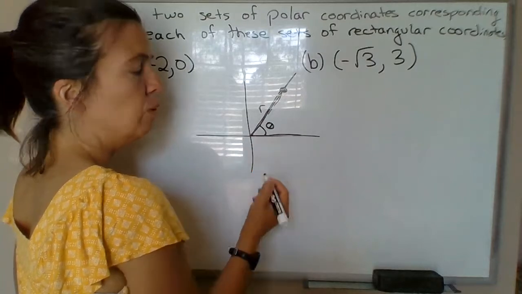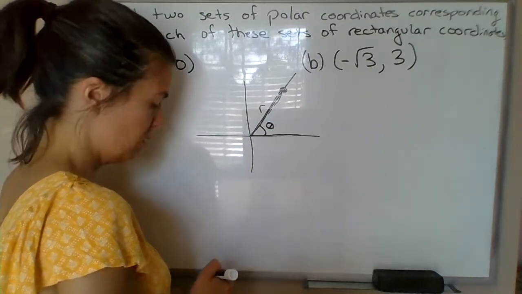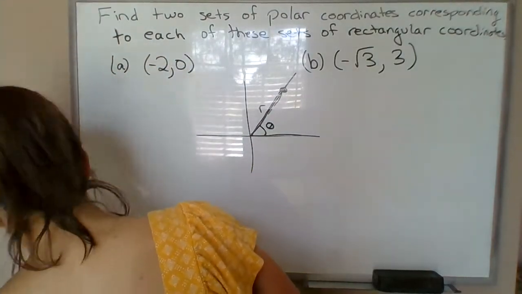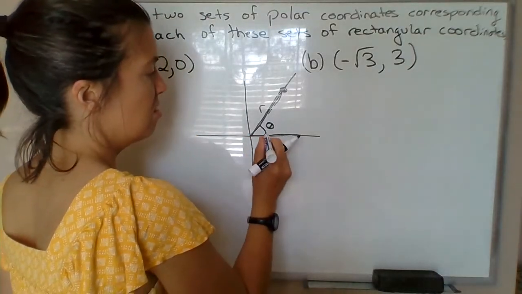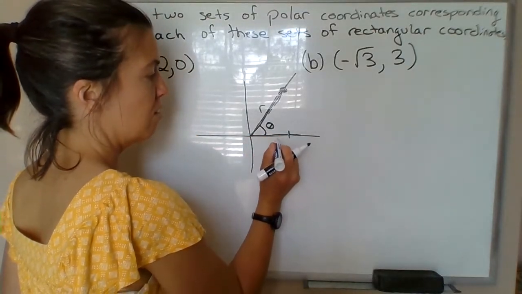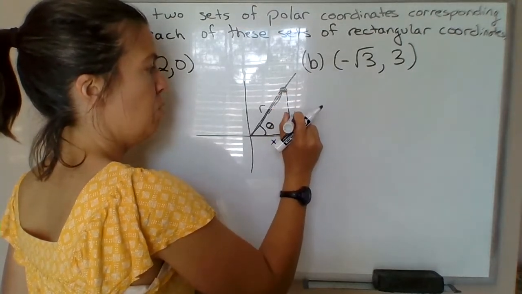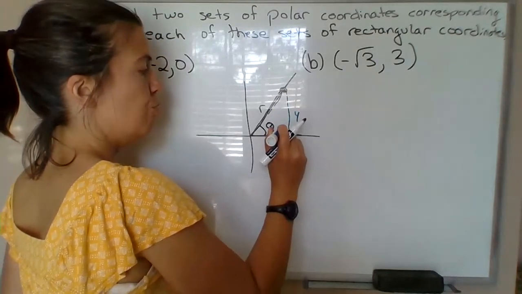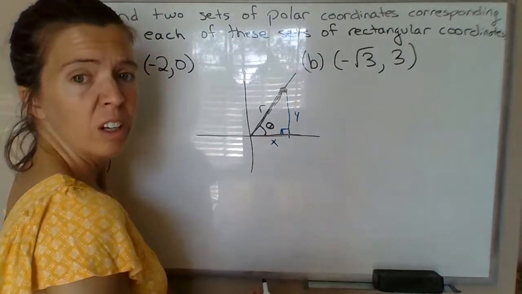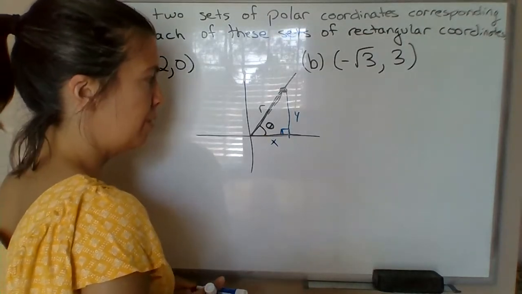And let's say that the rectangular coordinates for that point are x, y. So x is the distance out from the y-axis. This distance right here would be x. And then this distance right here would be y. And this would form a right angle right here. So we've got a right triangle.